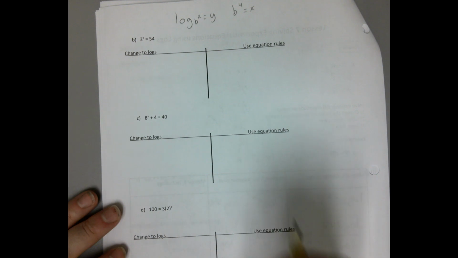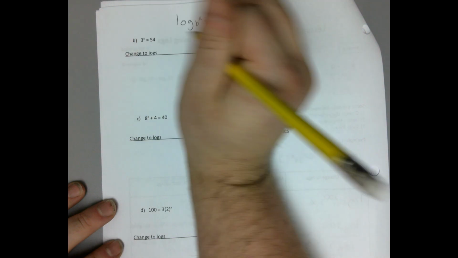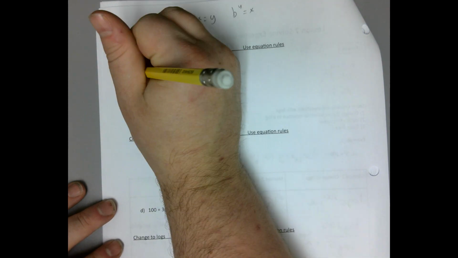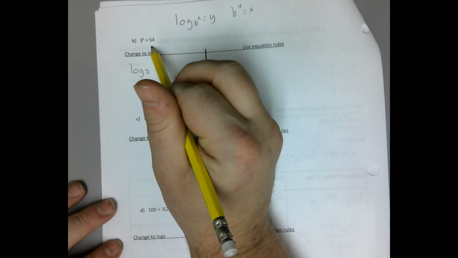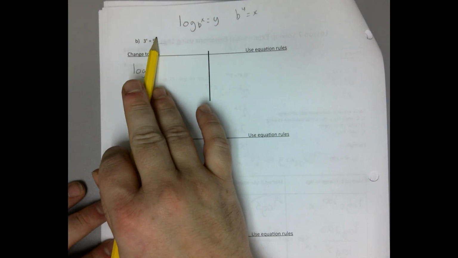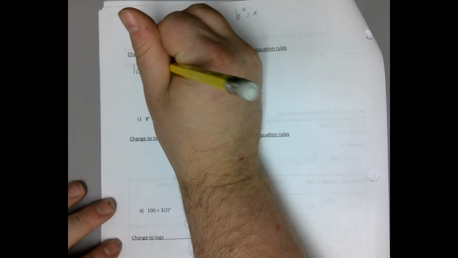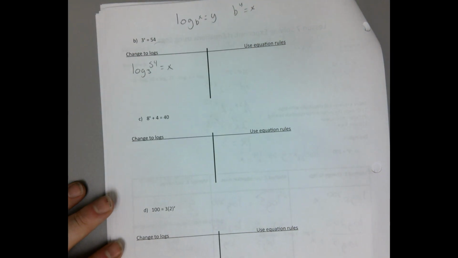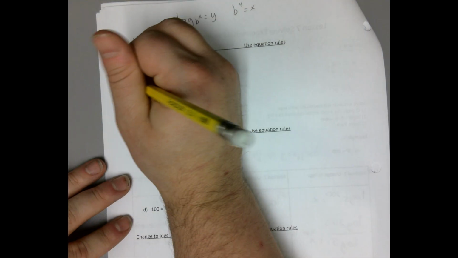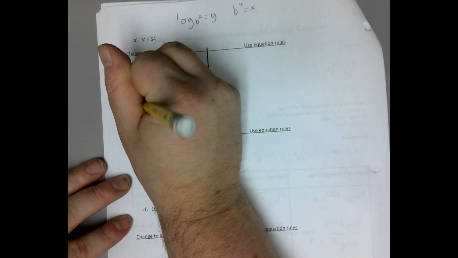So the first way is I'm going to change it to a log. My 3 is going to be my base, so log base 3. My equal sign here is going to be my x value, so 54 is equal to x. Once again, we're just going to be able to solve that out now. We're going to go log of our argument, log of 54, divided by log of our base, log of 3.